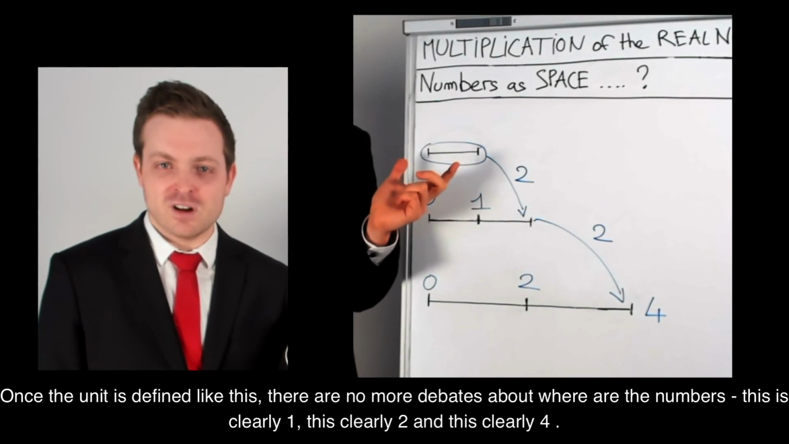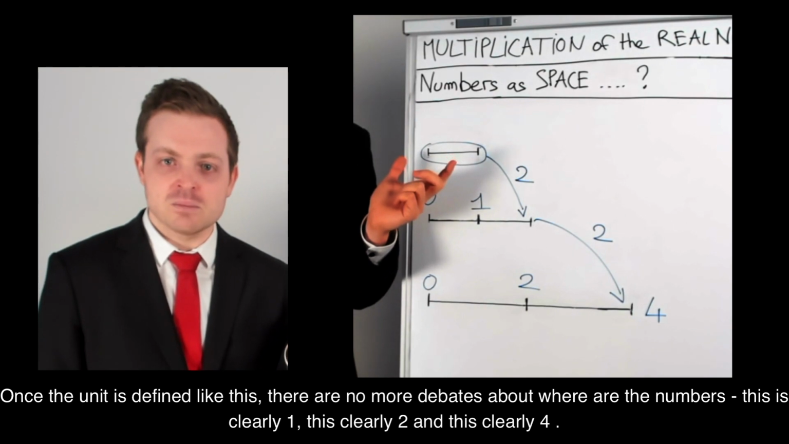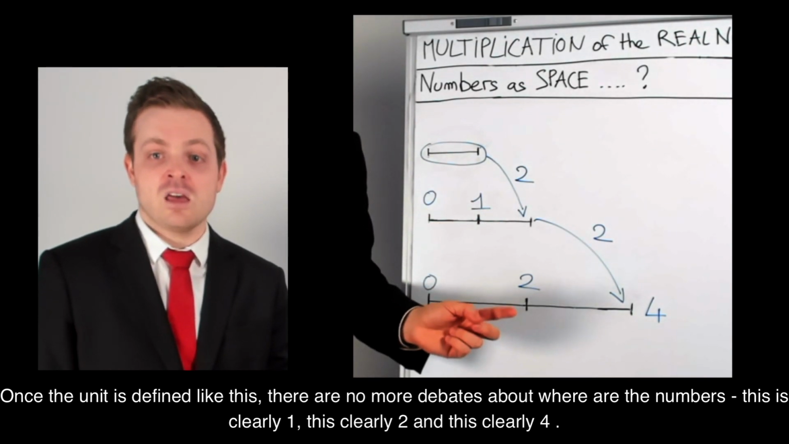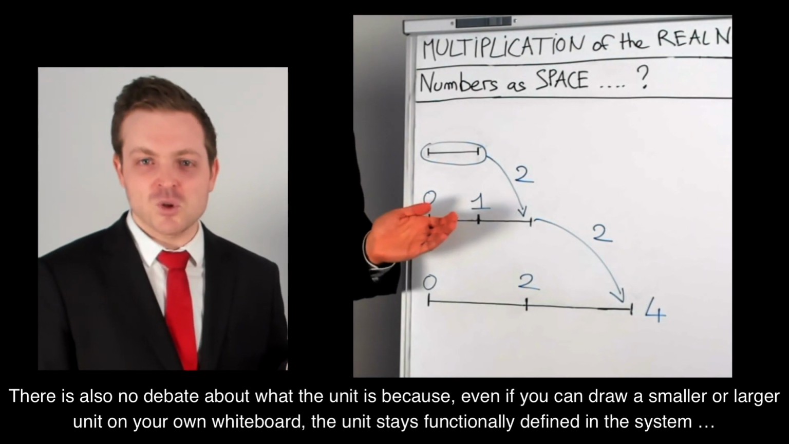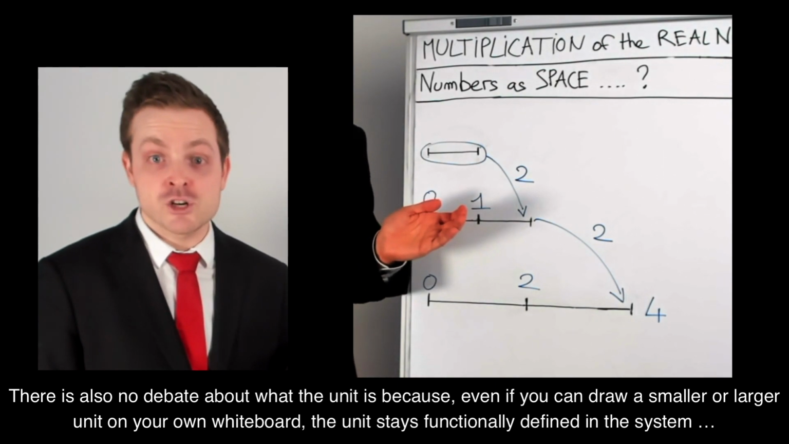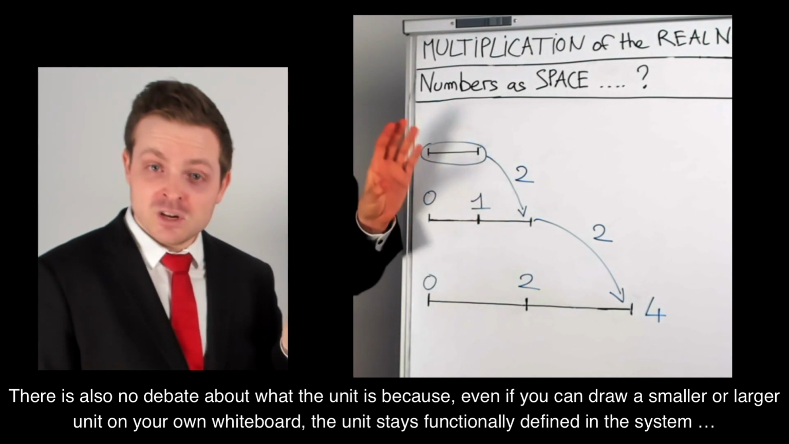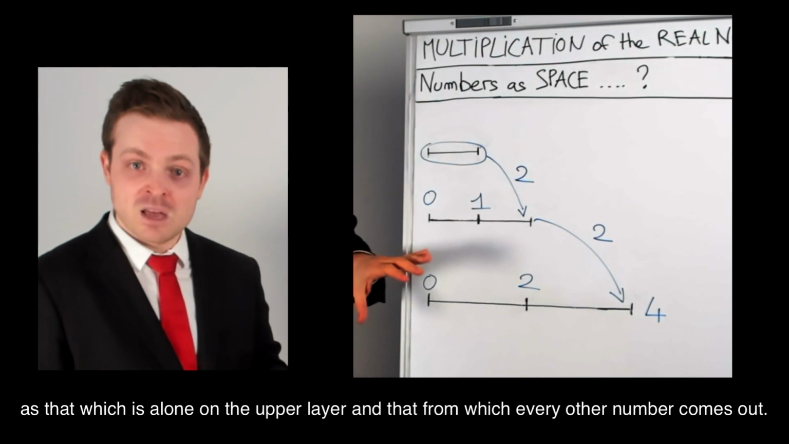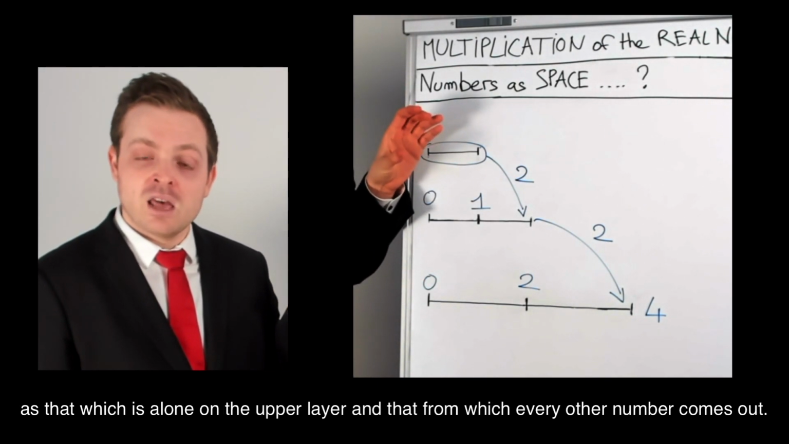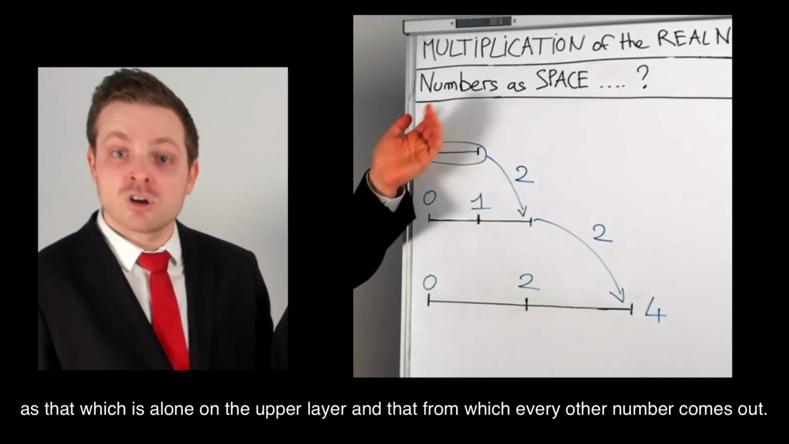Once the unit is defined like this, there are no more debates about where are the numbers. This is clearly 1, this is clearly 2, and this is clearly 4. There is also no debate about what the unit is, because even if you can draw a smaller or larger unit on your own whiteboard, the unit stays functionally defined in the system as that which is alone on the upper layer and that from which every other number comes out.